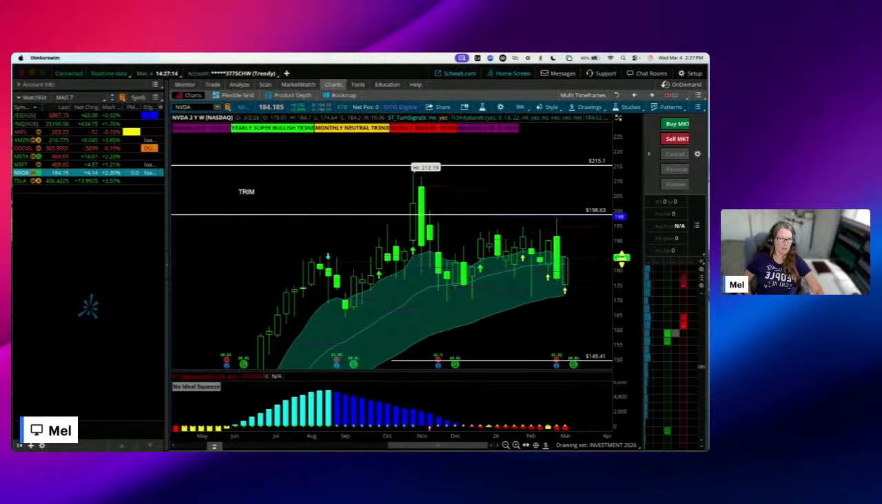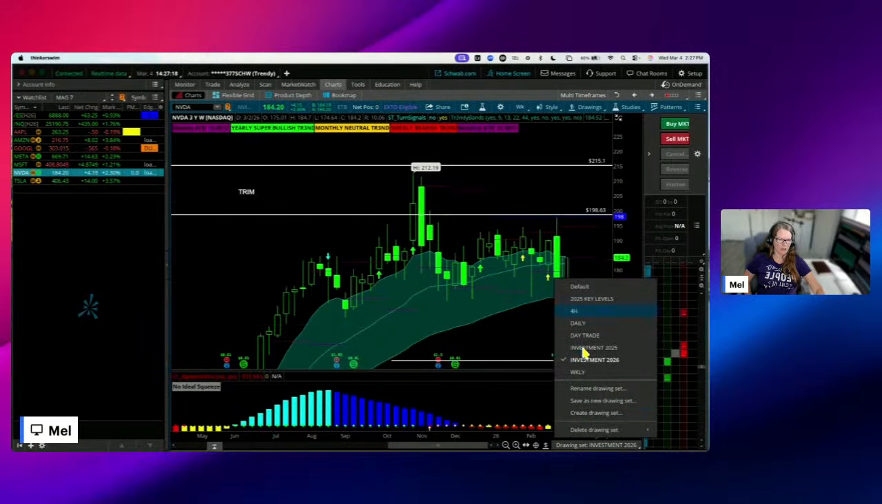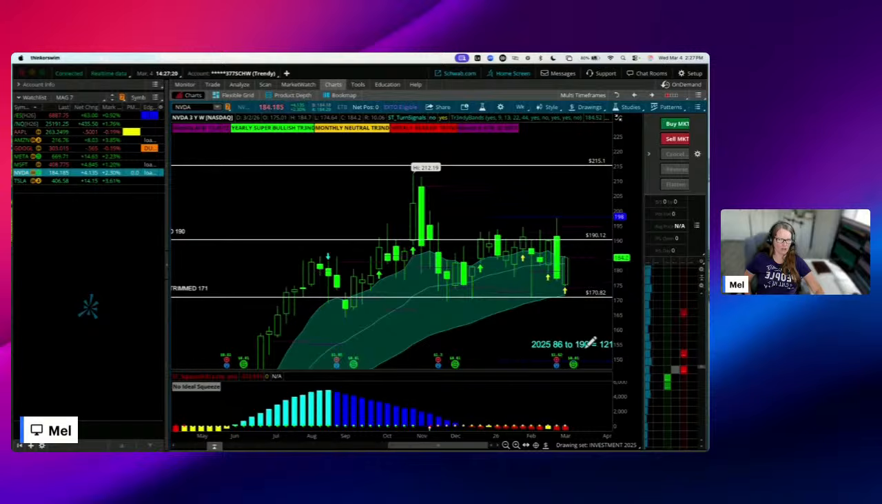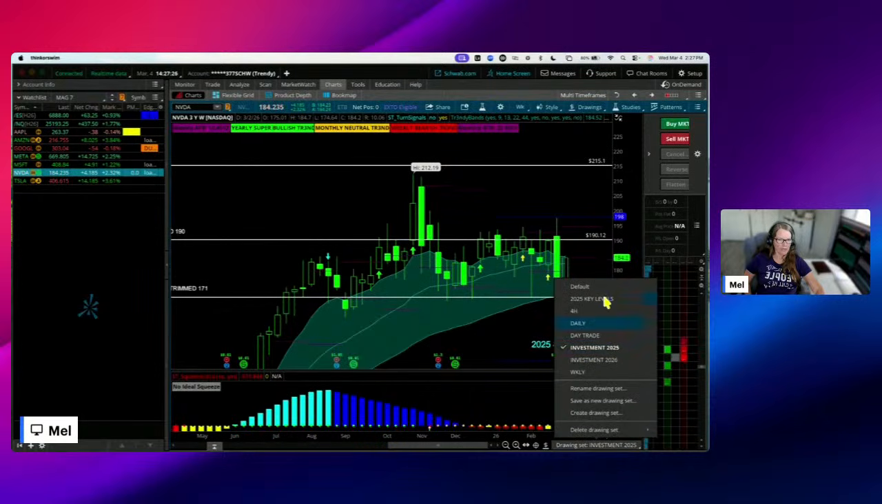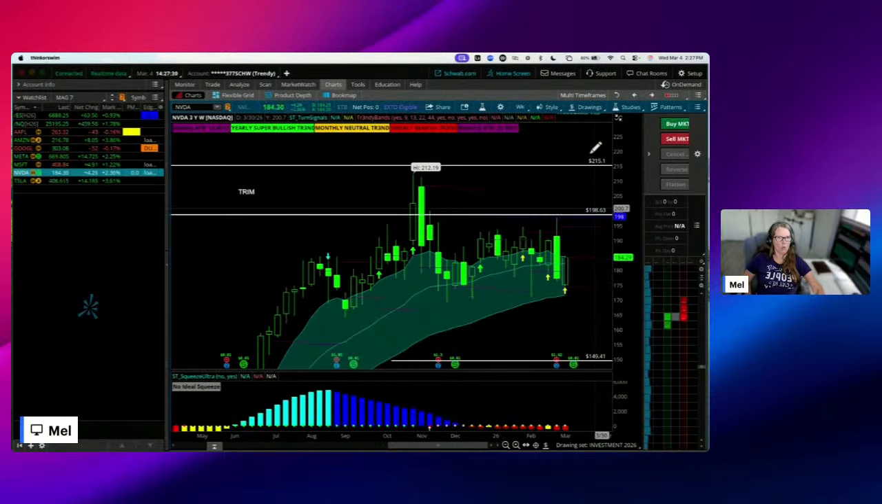But it wasn't crazy because we were trimming those $86 NVIDIA levels up here near 200. So not crazy, but you've got to know where the levels are at before the price gets there.